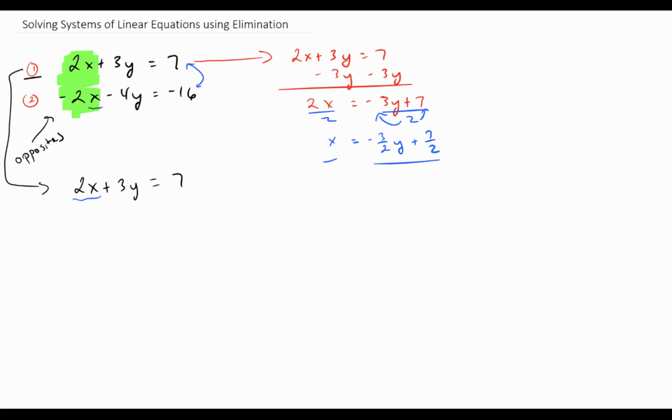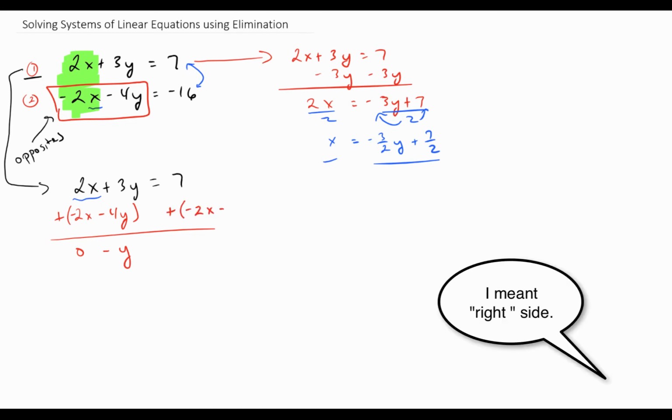Well, I know that I can do whatever I want to one side of the equation as long as I do it to the other. So I'm going to take this piece of equation number 2 and I'm going to add it to the left side of the equation. Well, that's going to do a great job of eliminating my x's, and it's just going to leave me with a negative y on the left. But now my equation is no longer in balance. However, I can just add the same thing to the right side and my equation will be in balance.